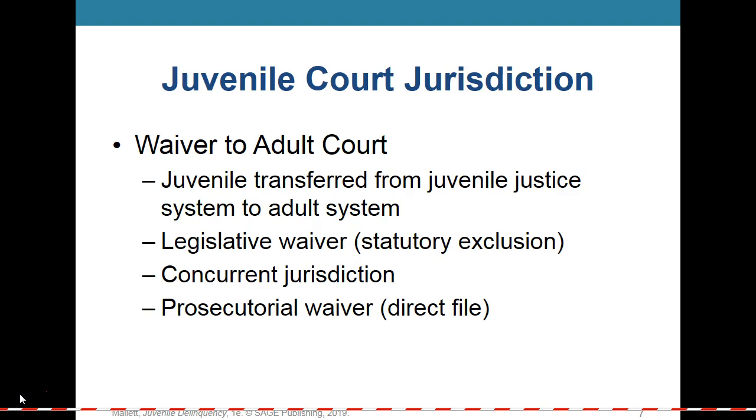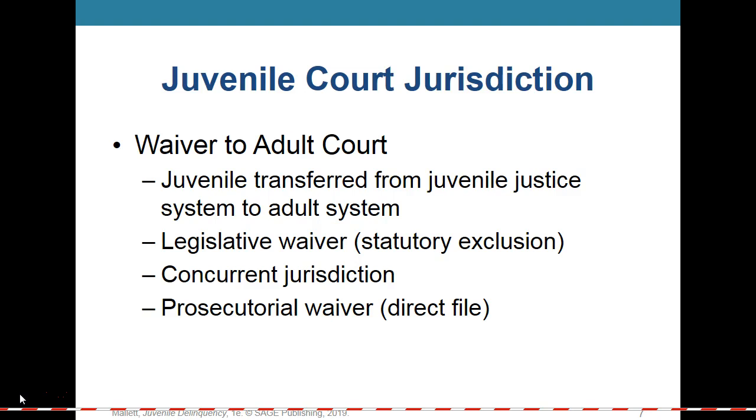There is a legislative waiver, which is for a serious violent offense such as a capital crime or murder, where the juvenile is automatically in the jurisdiction of the criminal justice system by statutory law, and results in the automatic waiver or transfer of that youth to the adult court. Serious violent offenses such as capital crimes or murder are automatically in the jurisdiction of the criminal justice system.